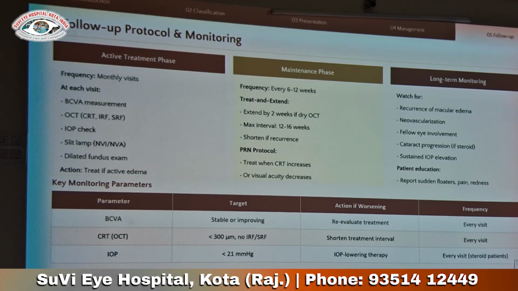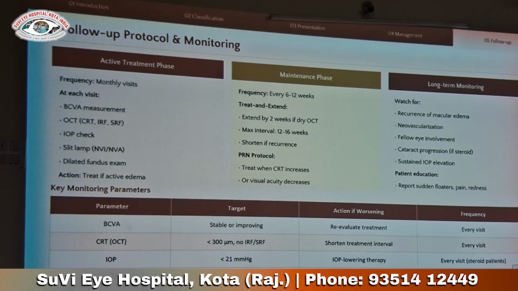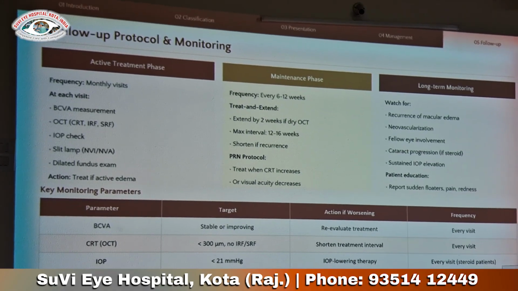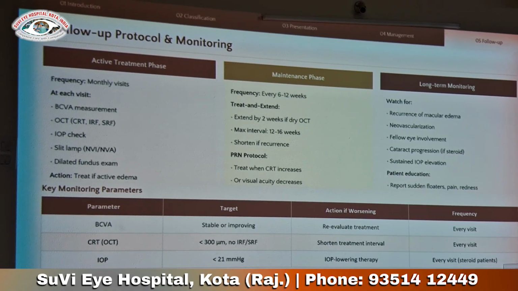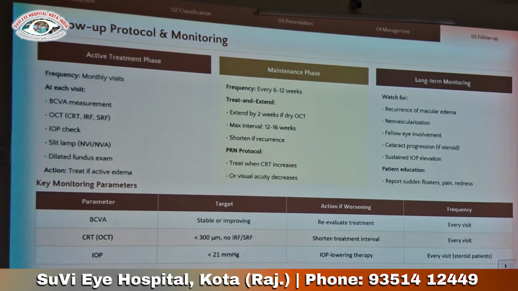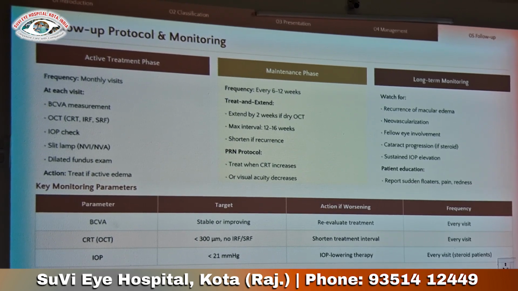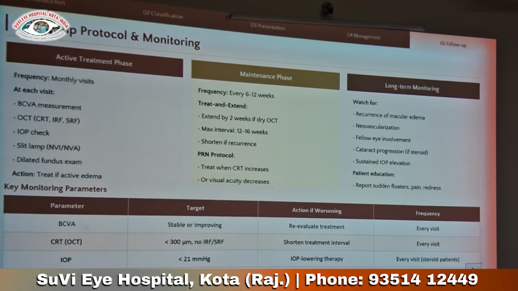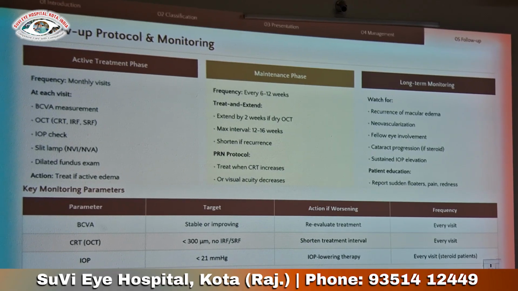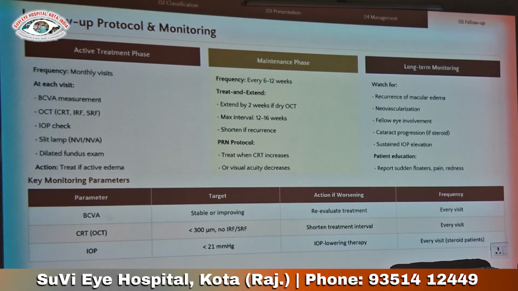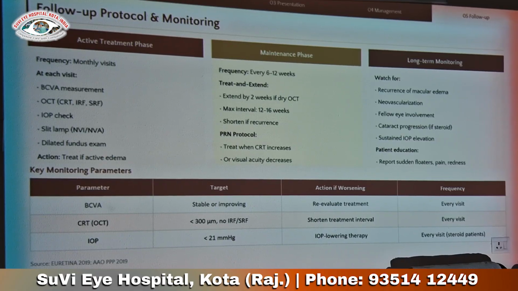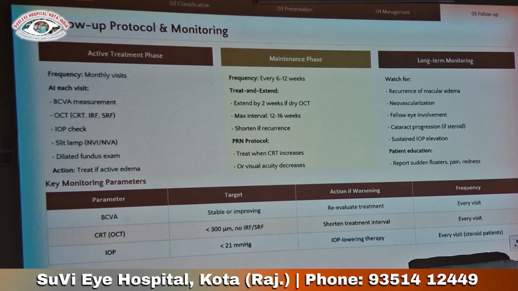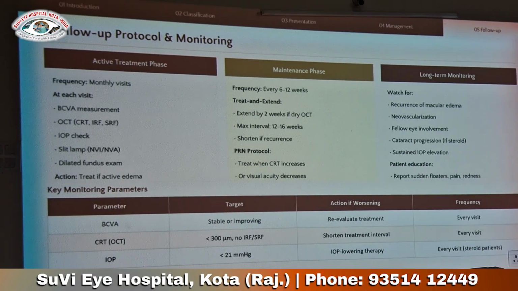Follow-up protocol. In the active treatment phase, the patient is advised to visit monthly. At each visit, we have to measure visual acuity, OCT, IOP, and slit lamp examination along with dilated fundus examination. In the maintenance phase, the frequency of examination is every 6 to 12 weeks. In long-term monitoring, we have to watch for recurrence of macular edema, whether neovascularization has reappeared or not, and we also have to examine the fellow eye.